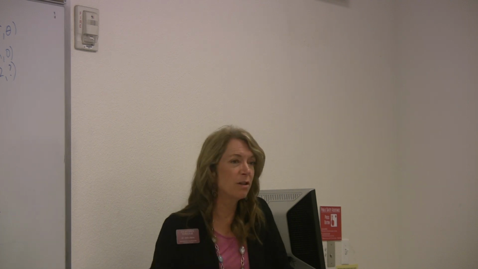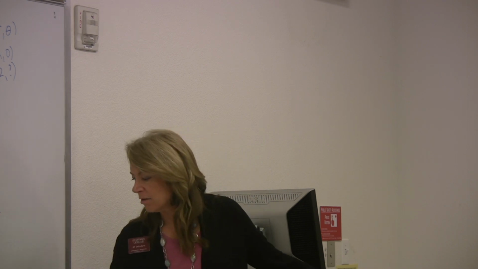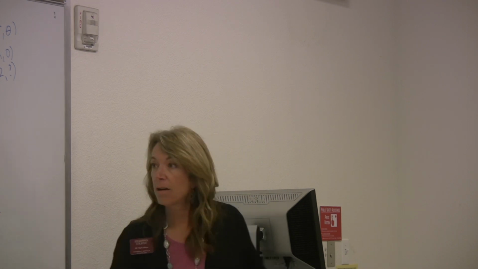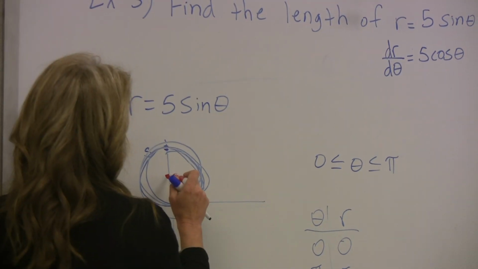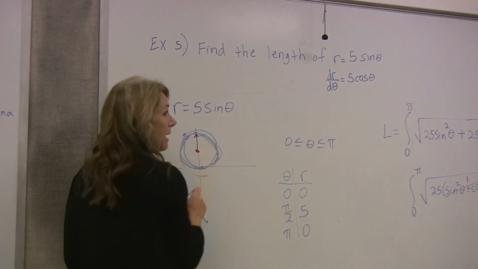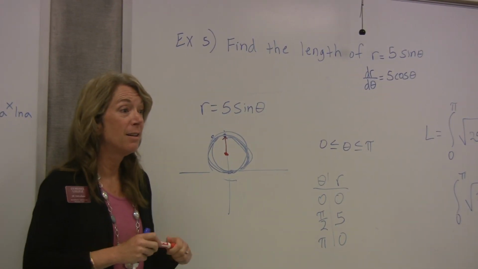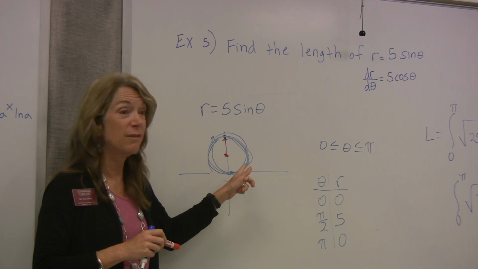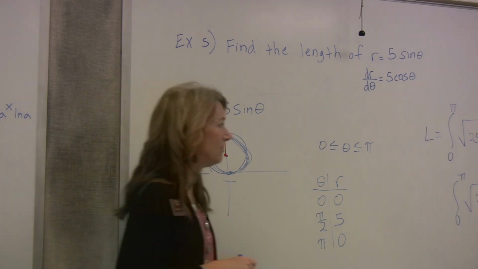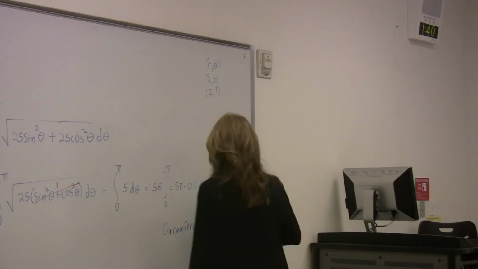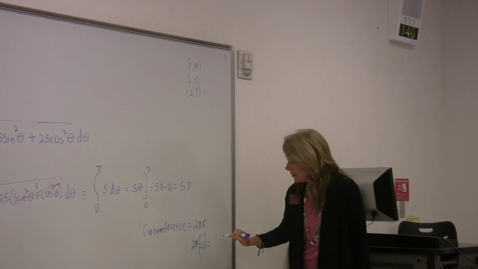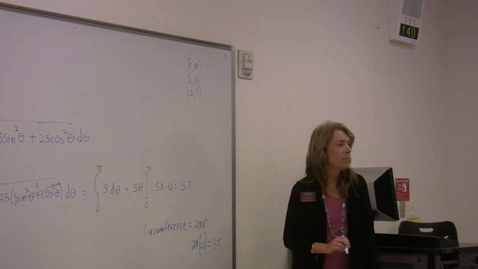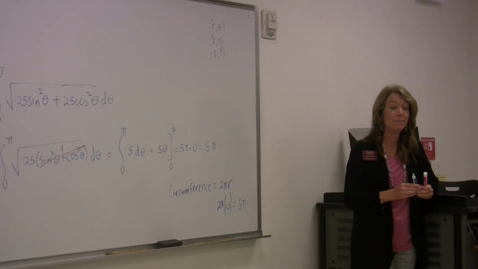Because this equation was a circle, we could have found the length of the curve this way. What's the radius of this circle? This distance right here is the radius. What'd you say? 2.5? Half of 5, right? 5 over 2. 2 pi times 2.5. Hey, what do you know? 5 pi. The circumference is the circumference.